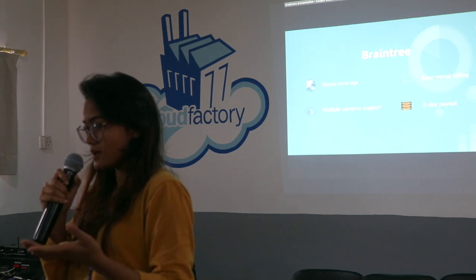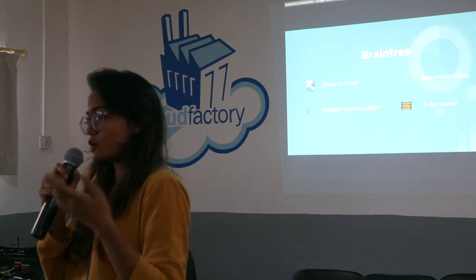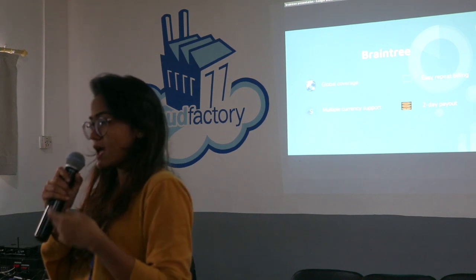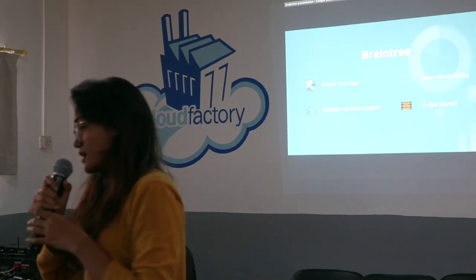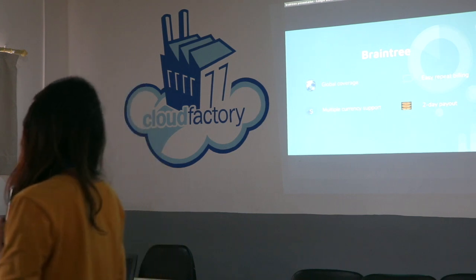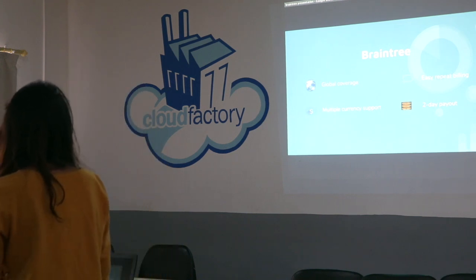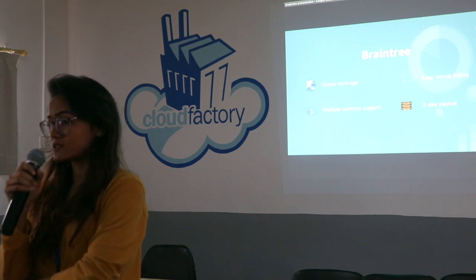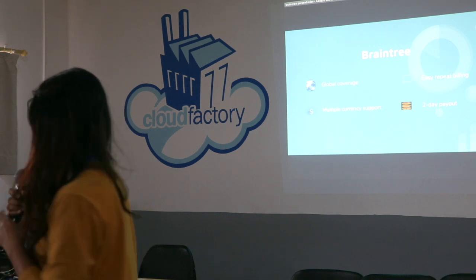Suppose you have a SaaS application and you are charging your customer on a monthly basis. Braintree allows you to add the customer information into its vault, and all you need to do is go to the Braintree control panel and add a plan for that, and the rest Braintree will do. The next one would be 2-day payout. After the real transaction happens, you can get your money within 2 days of the transaction.